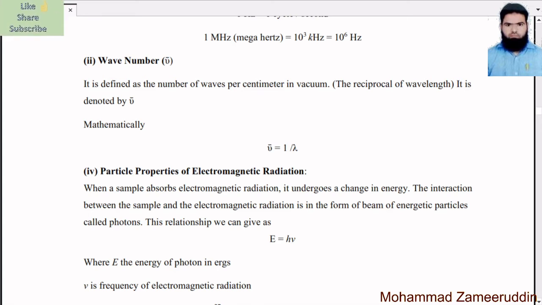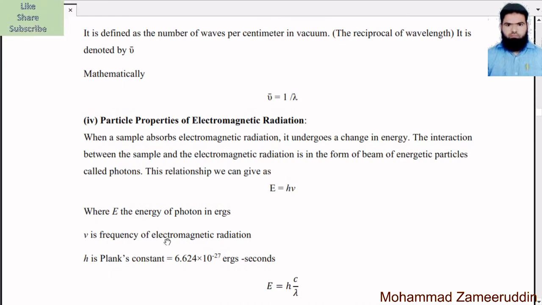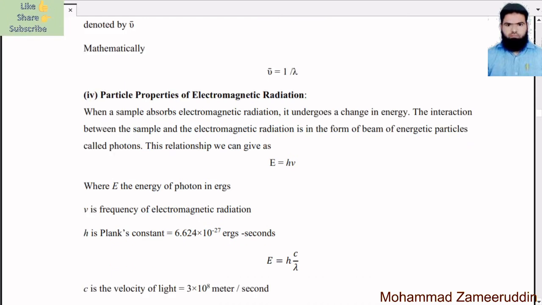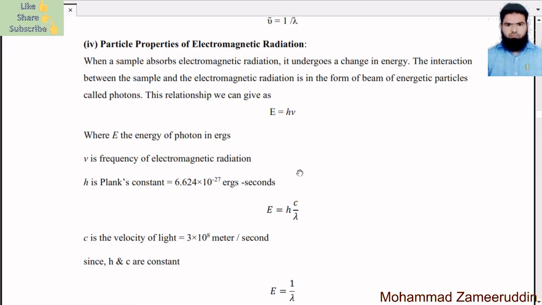We can give the equation for how energy is absorbed: E is equal to h nu, where h is Planck's constant and nu is the frequency of the electromagnetic radiation. E is the energy of the photon in erg, and h is Planck's constant, equal to 6.624 into 10 to the minus 27 erg second. Now nu can be written as c upon lambda, where c is the velocity of light.